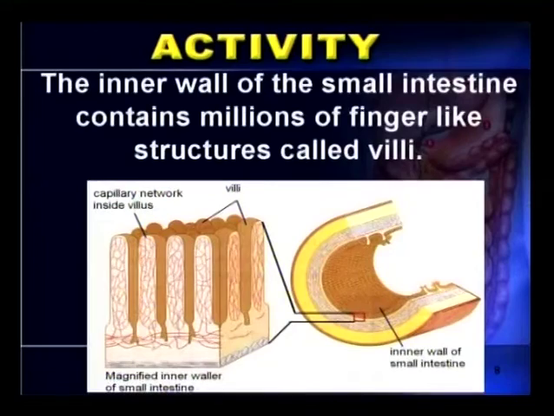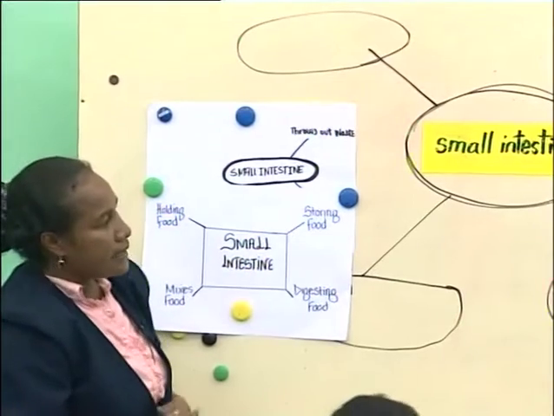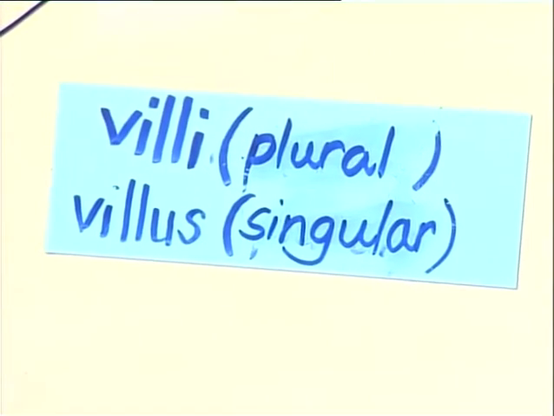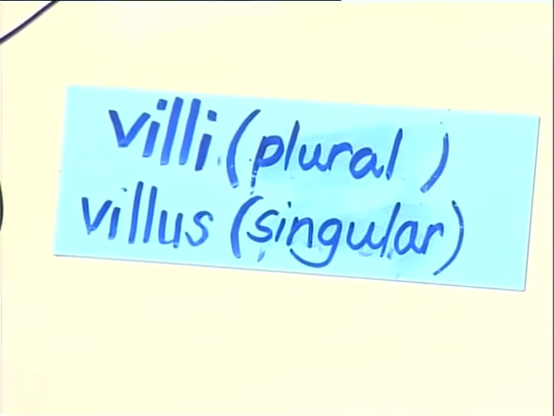Now, let's see. Villi simply is in plural form. Plural meaning many. And villus is in singular. All right, so villi are tiny tubes. Those are finger-like tubes sticking into the small intestine.